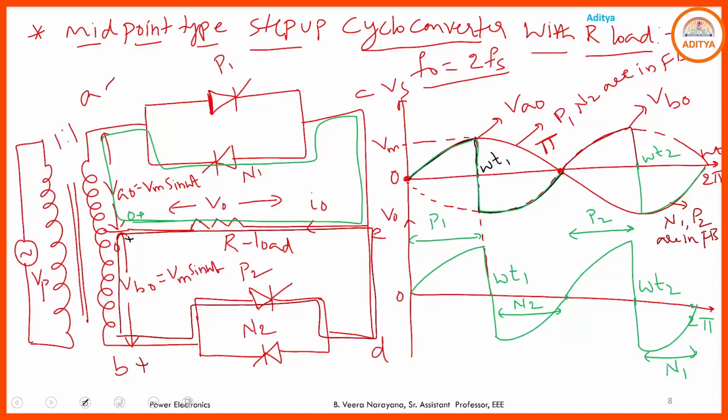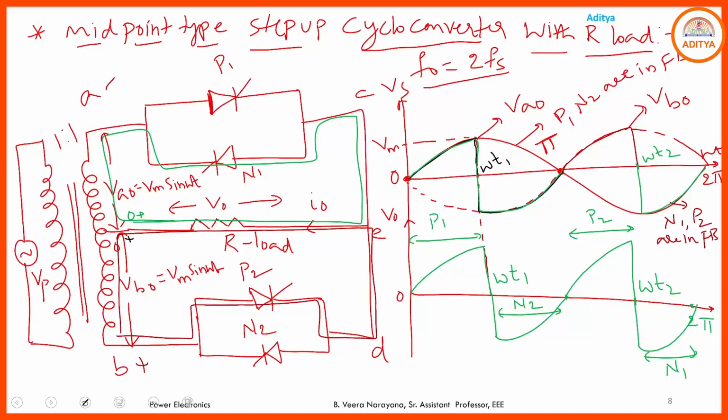In this manner, if you provide the gate pulses and you turn off the thyristors, we are able to collect the output frequency, which is 2 times the source frequency. If you take F0 equal to 2Fs, then this is the output voltage representation. Very simple. F0 equal to 2Fs means for completion of one full cycle of the source voltage, in the load you have 2 cycles. This one is the first cycle and this one is the second cycle. That is the output voltage representation.